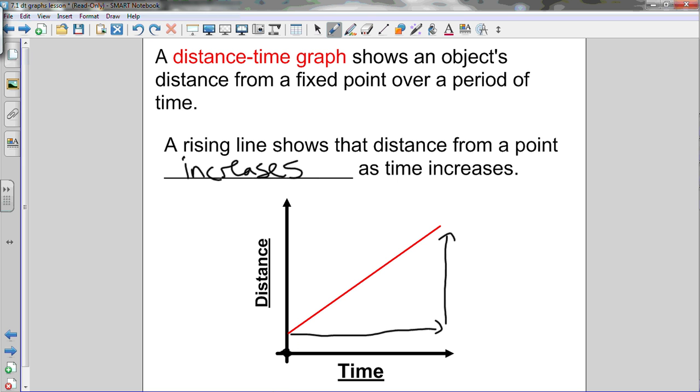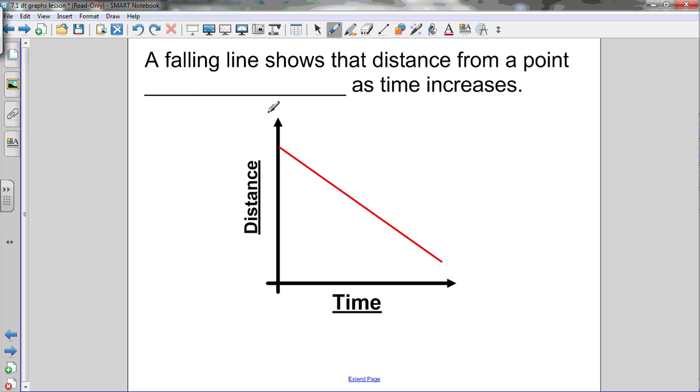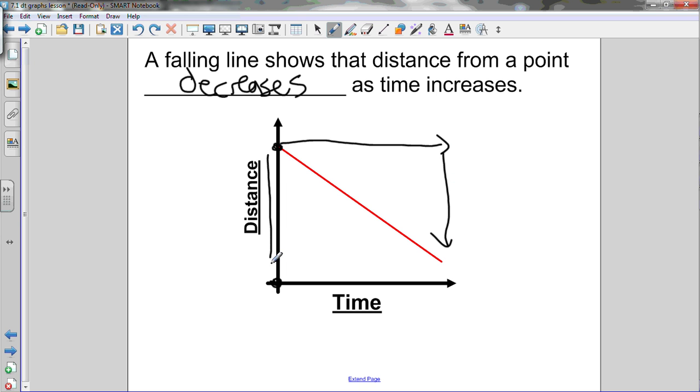If we have a line that goes down to the right, a falling line, it shows the distance from a point decreases as time increases. So as time is increasing, our distance from the fixed point is becoming less. Our distance is going down. It started off this far away from our fixed point, and then we finished off here, only this far away from our fixed point. So a falling line shows the distance from a point is decreasing.